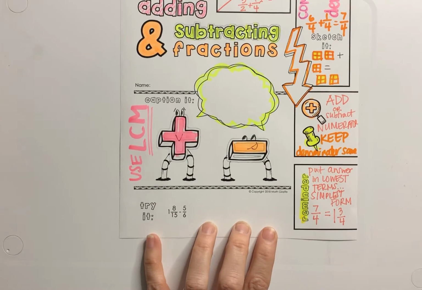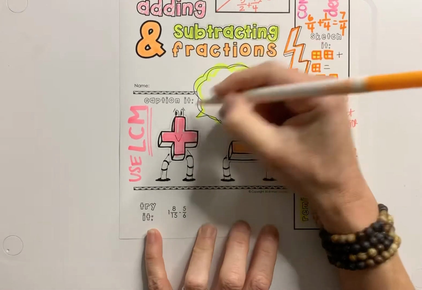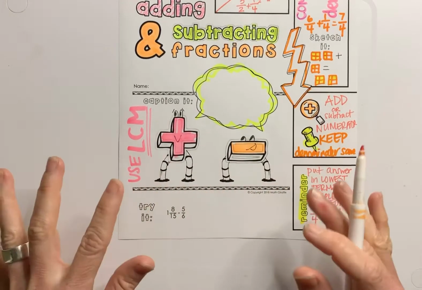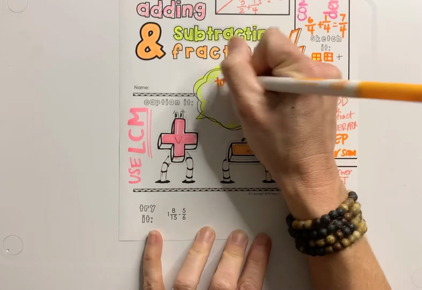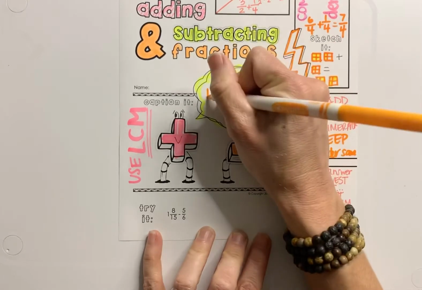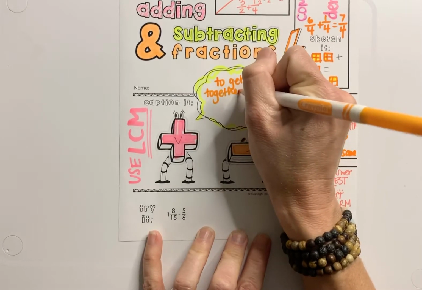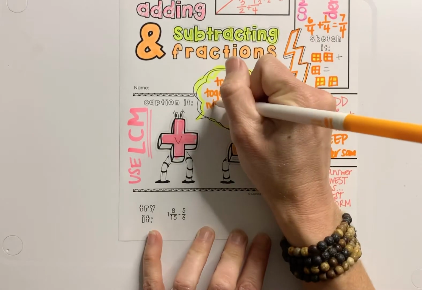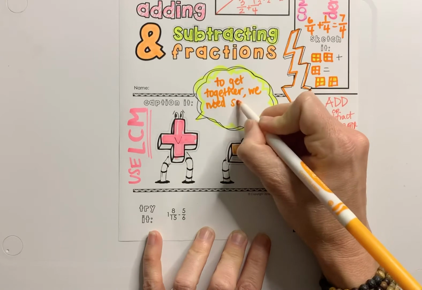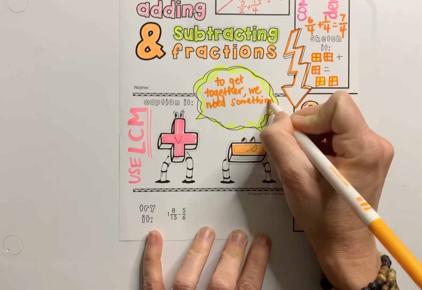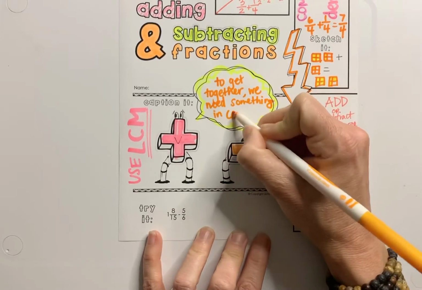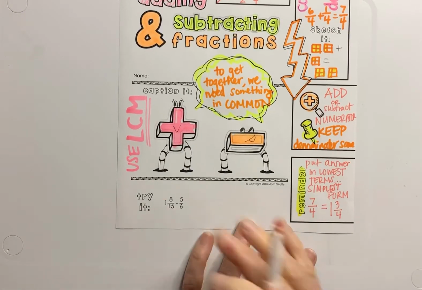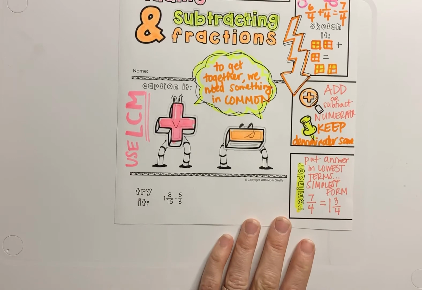So we can say these 2 guys, the addition and subtraction, whenever you're adding and subtracting with fractions, 2 to get together, we need something in common. Okay, so there we go. That is our fraction review for adding and subtracting.